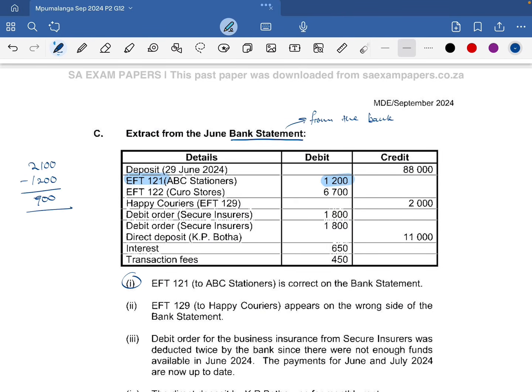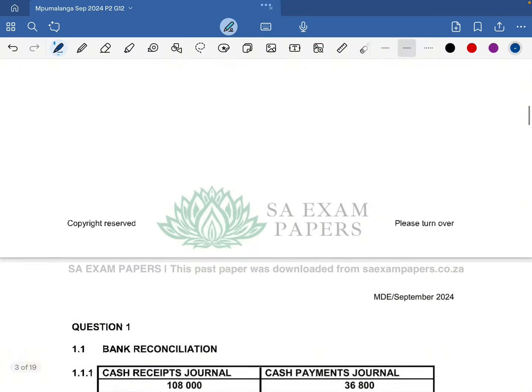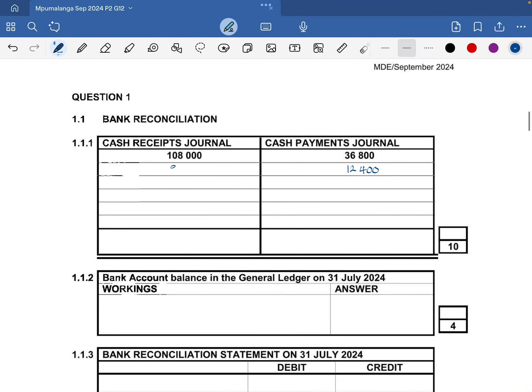Now we need to account for this difference, right? So we know that we have overpaid. We have overpaid because we recorded 2,100, but the actual entry is 1,200, which should be done. Now, since we have overpaid, we're going to take the 900 and add it onto our CRJ. Remember, now we are decreasing this payment, right?